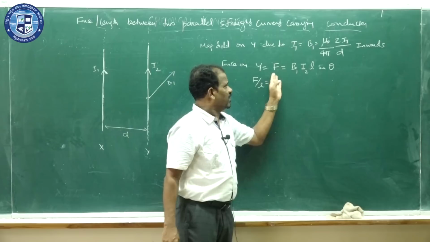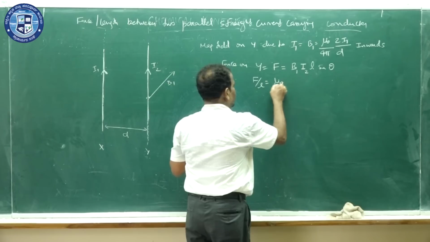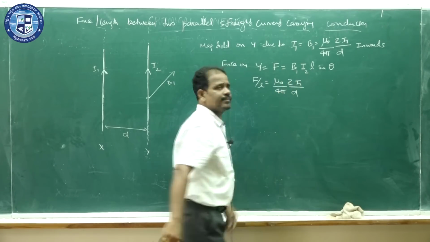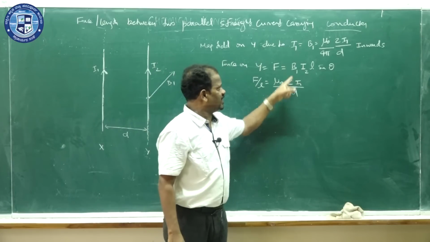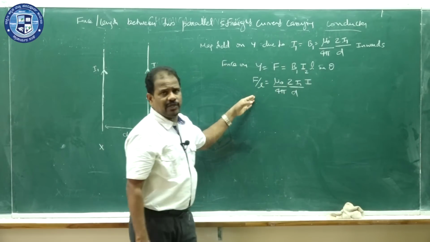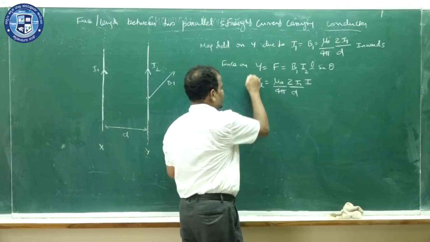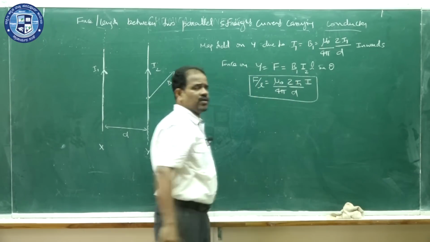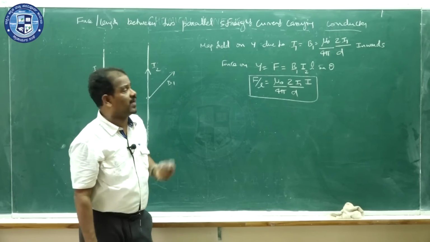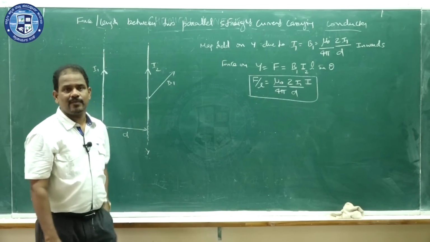I am bringing this L here. So force per length is given by the formula: B1, where B1 is mu naught by 4 pi, 2 I1 by D, into I2. L has come to the denominator on the other side. Sin theta, theta is 90 degrees, sin 90 is 1. So this is an expression for the force per length between two parallel current carrying straight conductors. This is the formula for the force on the wire Y.